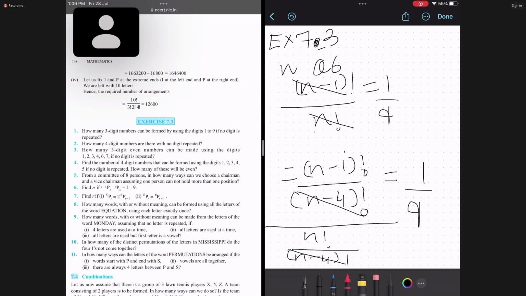This gets cancelled. What is left is n. So 1 over n equals 1 over 9. Cross multiplying, we have n equal to 9, and that is our answer. It's a very straightforward question. You just had to expand the nPr formula and take out the factorials common, and you'll be able to find the answer. Pretty straightforward.